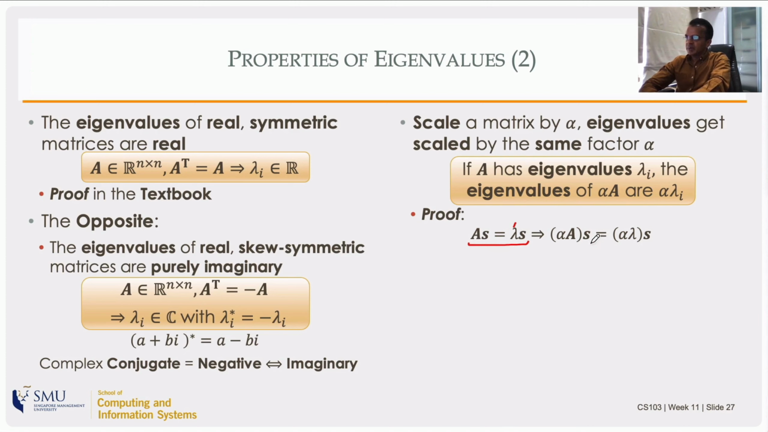And if I just multiply both sides by alpha, I get alpha times AS is equal to alpha times lambda times S. And then you can see that this matrix, call it B or A prime, has an eigenvector S with the eigenvalue alpha times lambda.